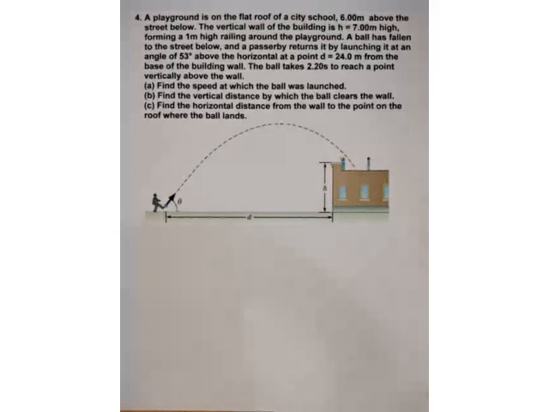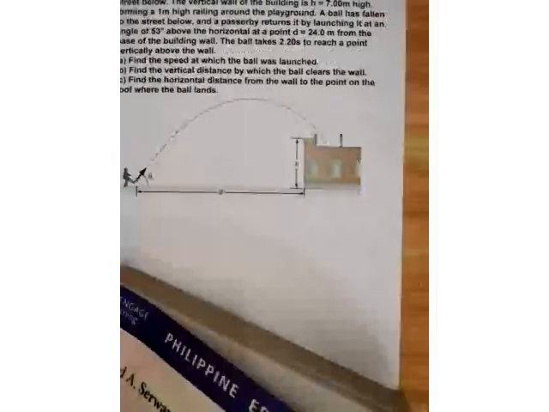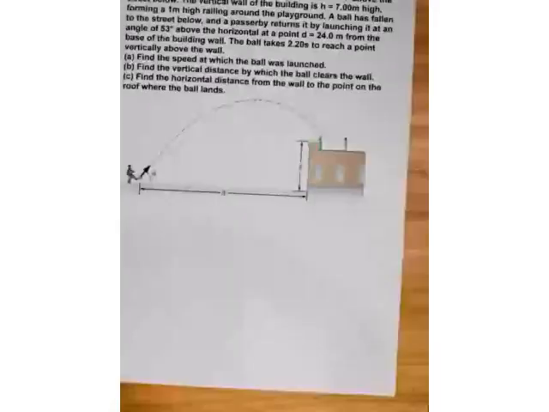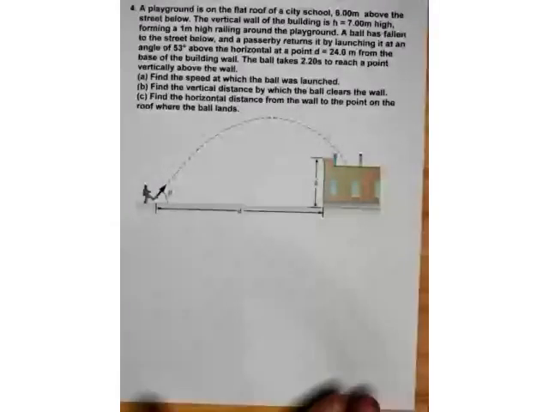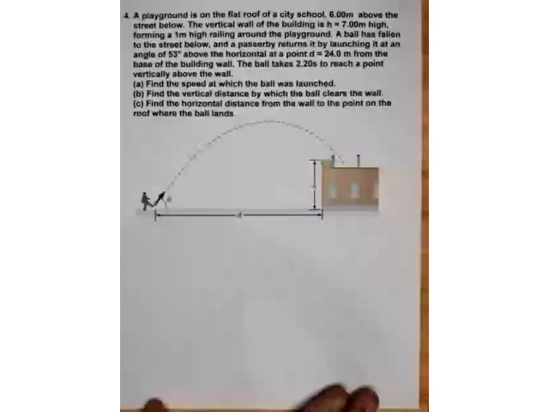Ayan. So, this example, galing siya sa libro natin, yung libro na ginagamit ko. If I haven't shown you it yet, ito, pero brown na siya ngayon. Ito, 9th edition pa. Ayan. Okay. So, ang problem natin.